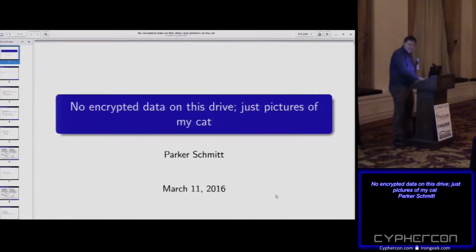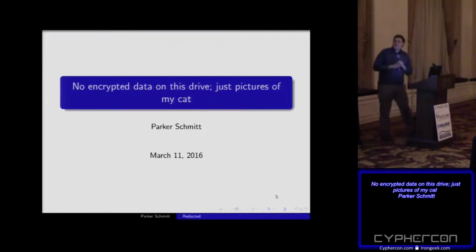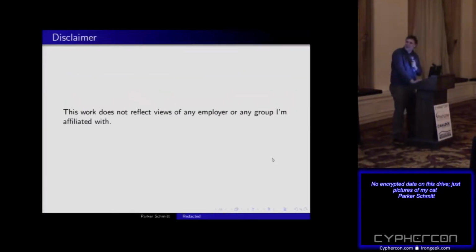All right, so this talk is no encrypted data on this drive, just pictures of my cat, because that's what fills up people's hard drives and has the most innocent-looking stuff, just random lolcats from the internet. But when you're looking for encrypted data, and it doesn't look like encrypted data, it's a lot harder to find, and you can easily deny it. None of this work is with any groups I'm affiliated with, any companies.